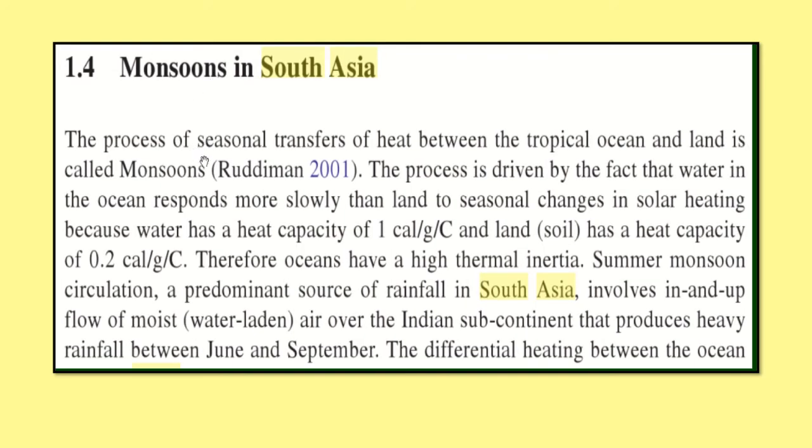Basically, monsoon is the process of seasonal transfer of heat between the tropical ocean and the land. Due to global warming, that seasonal heat transfer between the tropical ocean surface and land masses has been disrupted.